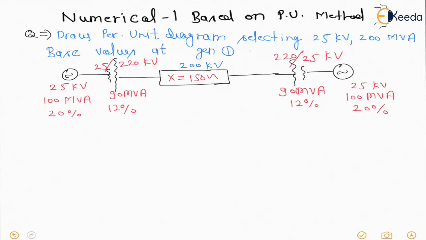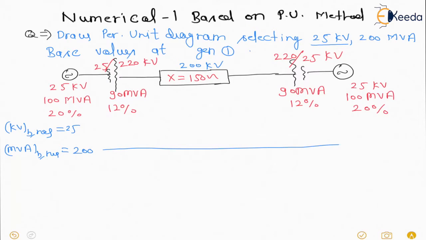We have been given the new base values and we have to find the per unit impedance diagram. So the first step is to find the new base value. The new base value at generator 1 has been given as 25 kV, so kVB new is equal to 25 kV. And MVAB new is 200 MVA at generator 1, and that will be the same for the entire circuit.